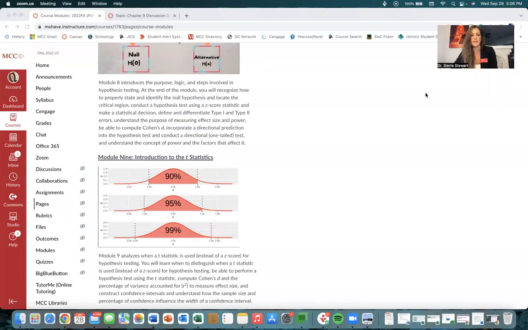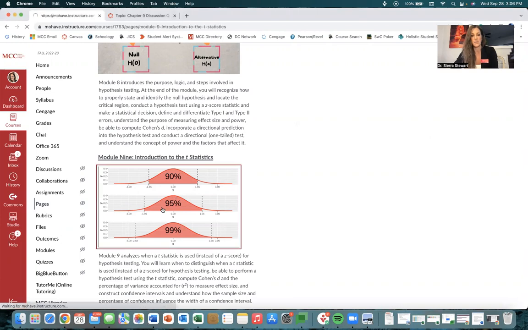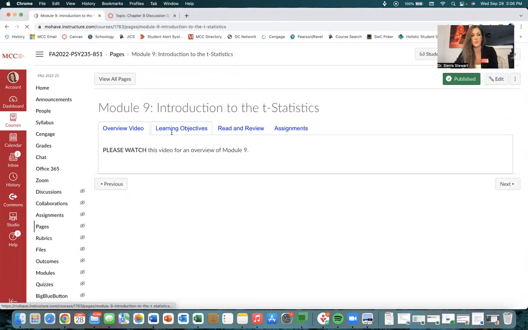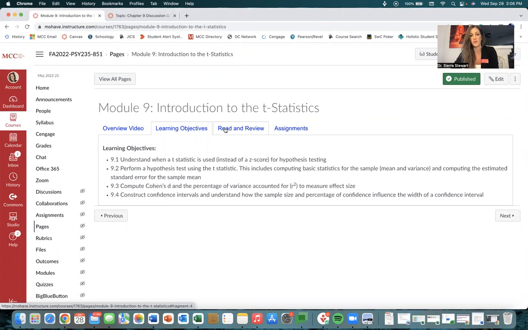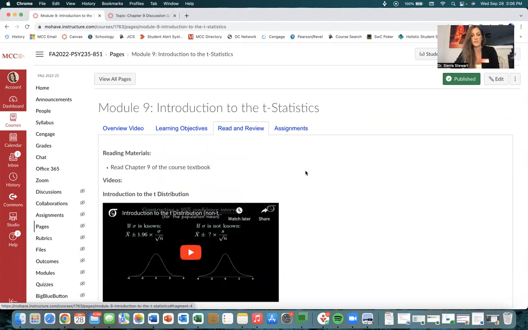This module we're going to be getting into Introduction to the T statistic. So there's a few different things to learn this week. We'll learn what the T statistic is and then confidence intervals as well. So I'm going to click into Module 9. I'm going to go to our learning objectives, make sure you just look over those. And then of course our read and review.